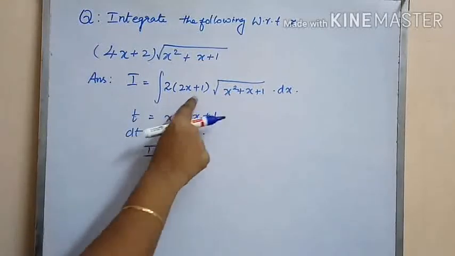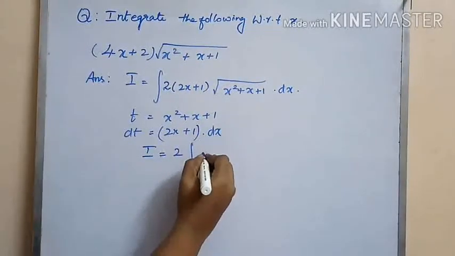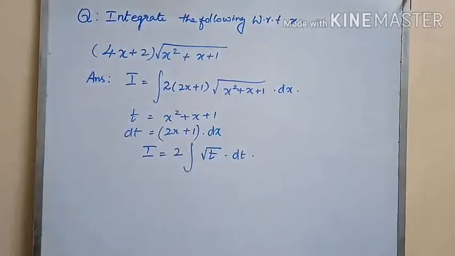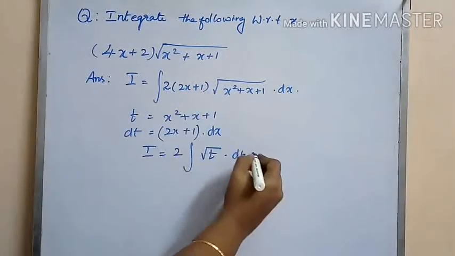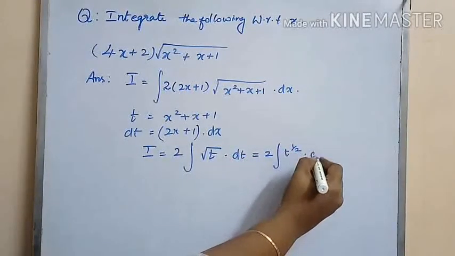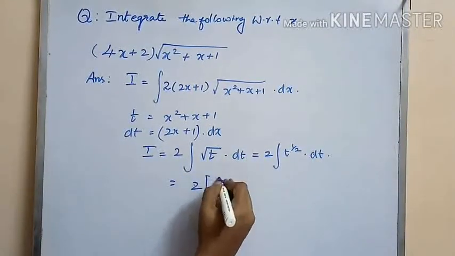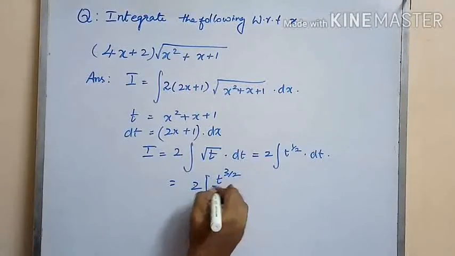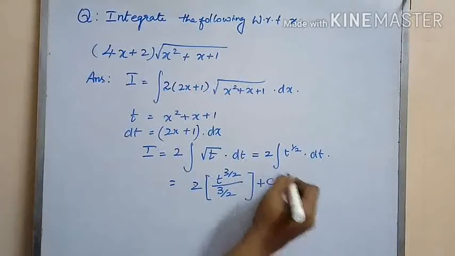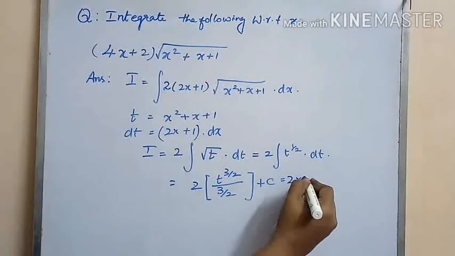Therefore I becomes 2 times the integral of root t dt, which is 2 times the integral of t^(1/2) dt. This can be integrated as 2 into t^(3/2) by (3/2). Hope you can understand. It is t^(n+1) by (n+1) + c.